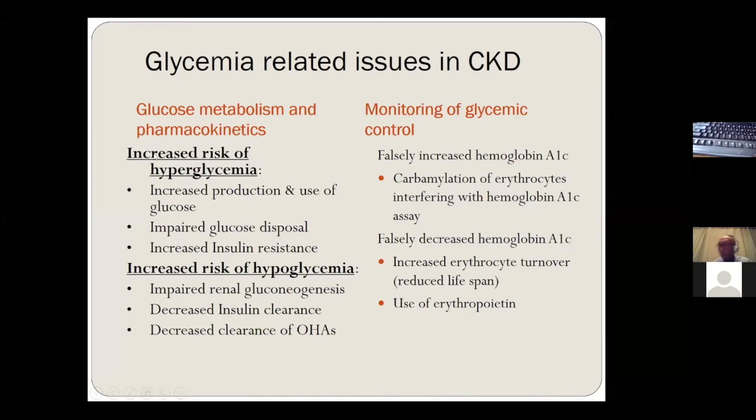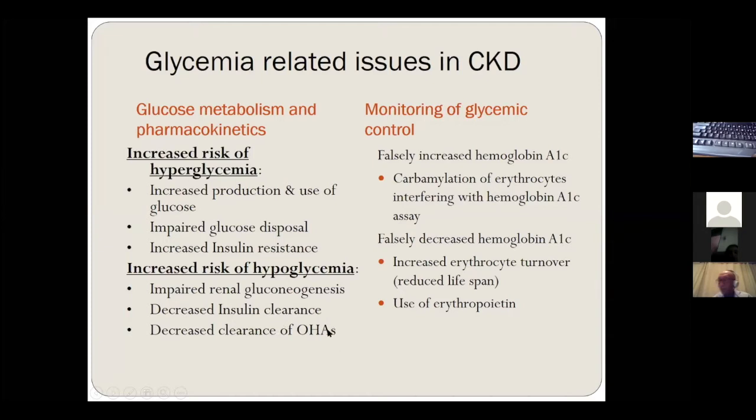Increased risk of hyperglycemia is because of increased production and also use of glucose, and increased disposal, and there is more and more insulin resistance, and this all leads to increased hyperglycemia. Increased risk of hypoglycemia is because of decreased food intake and impaired renal gluconeogenesis. Almost around 20% of the sugar is generated by the kidney. So the kidney is an important organ for gluconeogenesis, which increases the sugar in a normal state. And there is insulin clearance, which is reduced by the kidney as the GFR goes down.